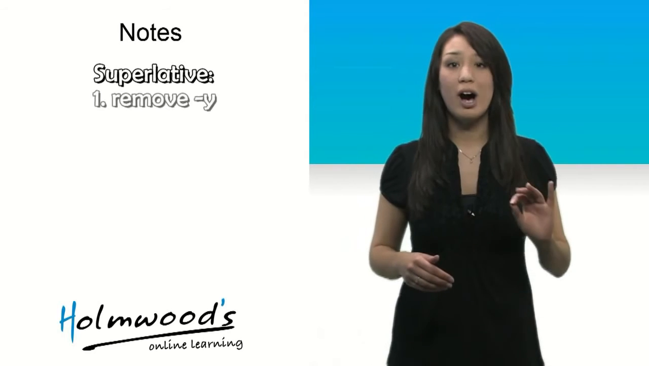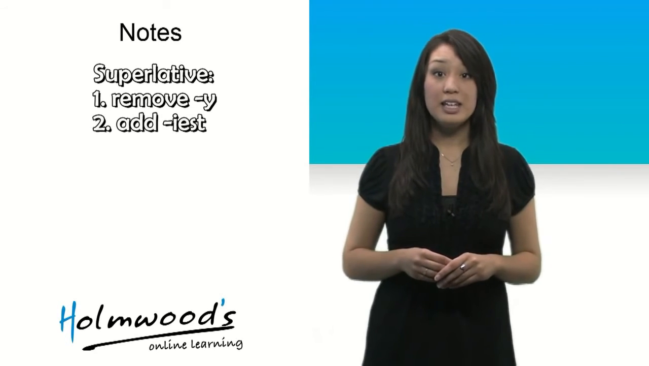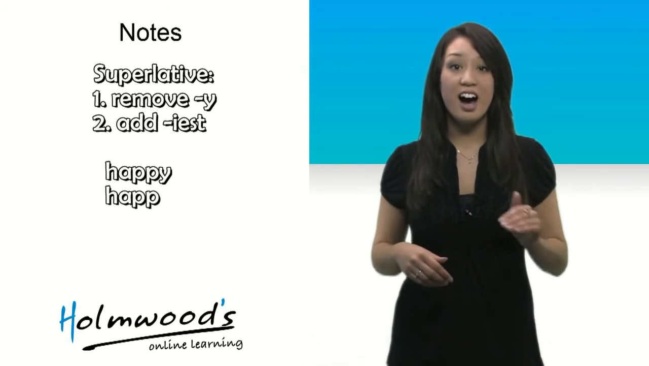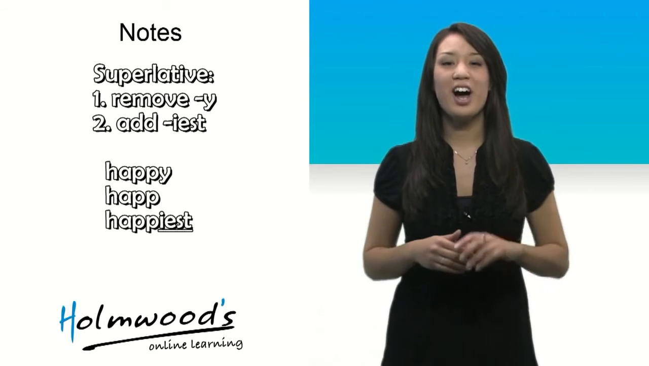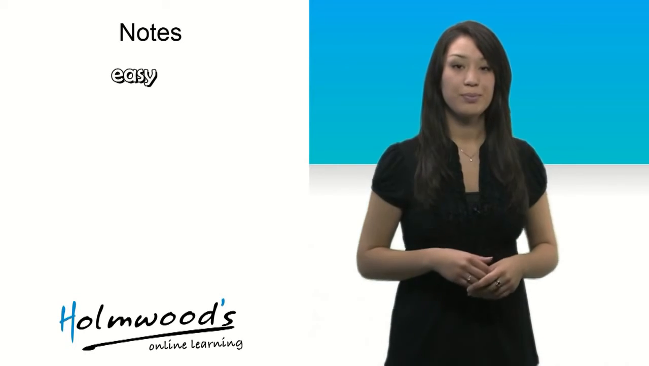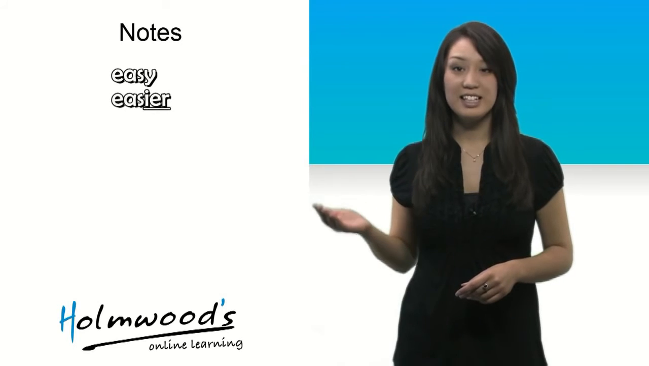Forming the superlative is similar. First, we delete the y, then we add iest. So, in the adjective happy, we first delete the y, then add iest to get happiest. Now you try it with the adjective easy. Remember, first delete the y, then add ier for the comparative, or iest for superlative. The correct answers are easy, easier, easiest.